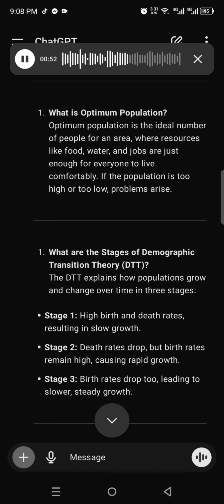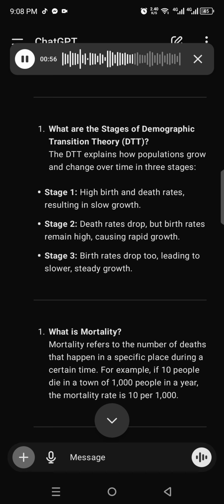4. What are the stages of demographic transition theory, DTT? The DTT explains how populations grow and change over time in 3 stages. Stage 1, high birth and death rates, resulting in slow growth. Stage 2, death rates drop, but birth rates remain high, causing rapid growth. Stage 3, birth rates drop too, leading to slower, steady growth.